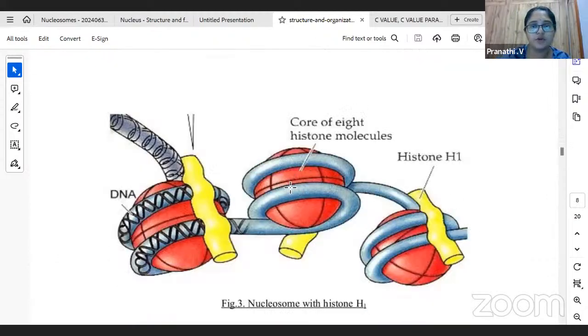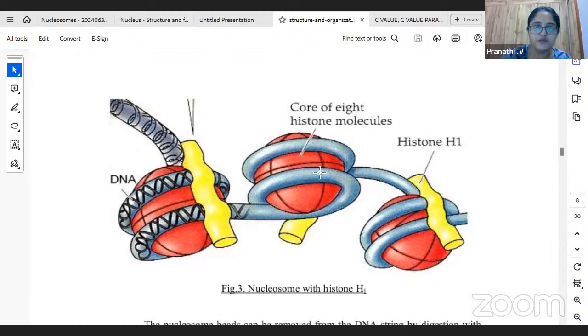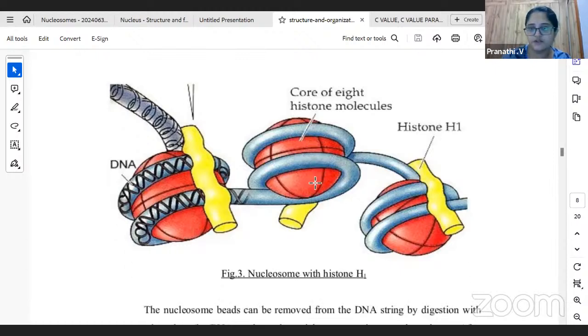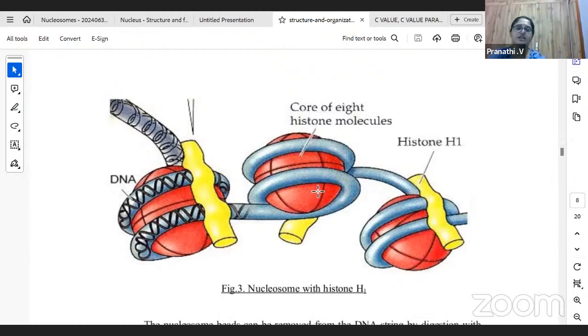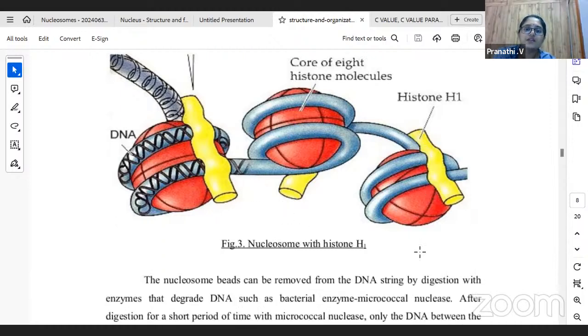So there is a core protein having 8 histone molecules, which can be positively charged with lysine and arginine molecules also. And so you get to see this is the DNA, this is the core protein, you have the linker DNA over here. This is the histone H1 over here. So this forms the nucleosome.